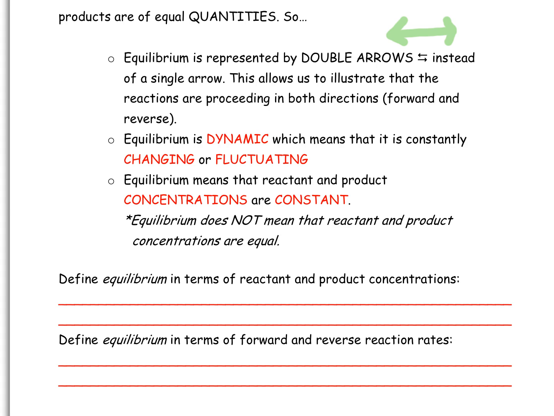We can have 1 drop of reactant and a lake full of product. But if the rate of producing that 1 drop is equal to the rate of producing that lake, then it's still at equilibrium, because we have a constant amount of 1 drop and a constant amount of a whole lake. So equal rate, constant concentration.